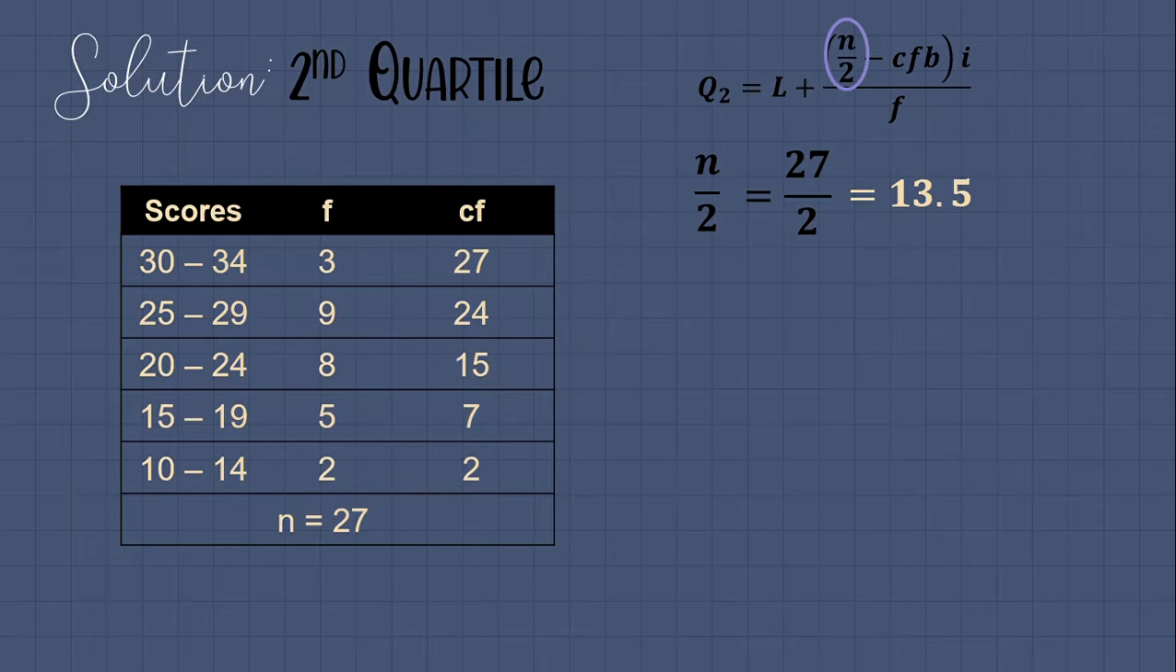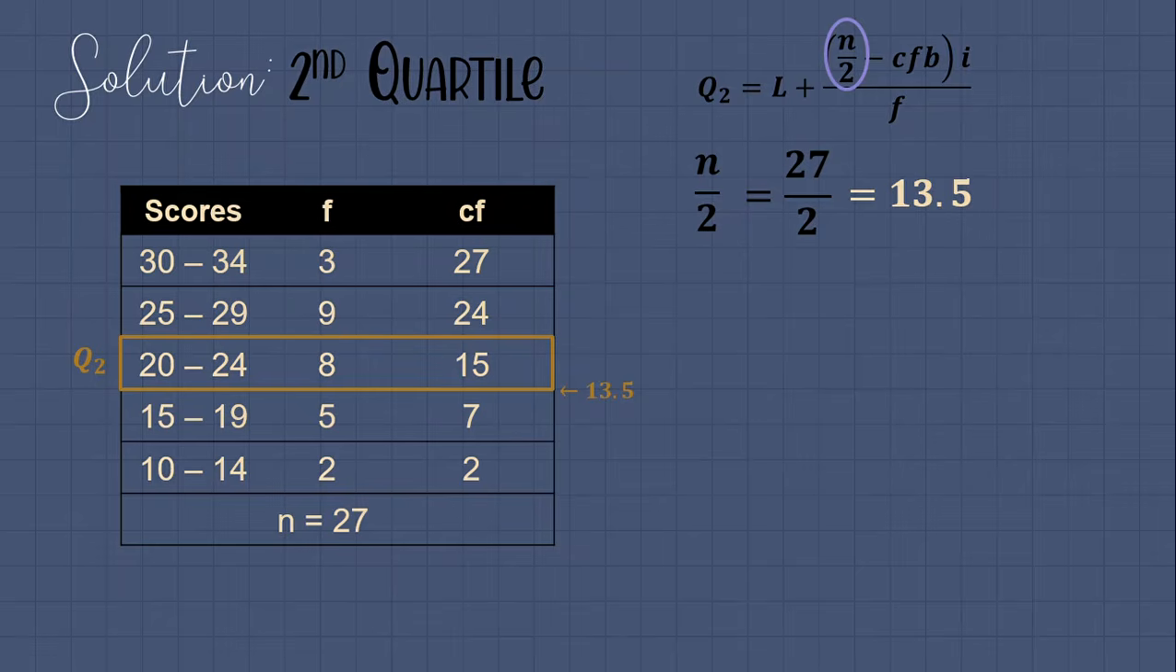Now, 13.5 is in between 7 and 15. Again, we're going to get the class above it. That will be our Q sub 2 class, 20 to 24. Now, we can locate our values in our formula. For L, that is 20, the lowest score for that class. 20 minus 0.5 is equal to 19.5. That is our lower boundary.